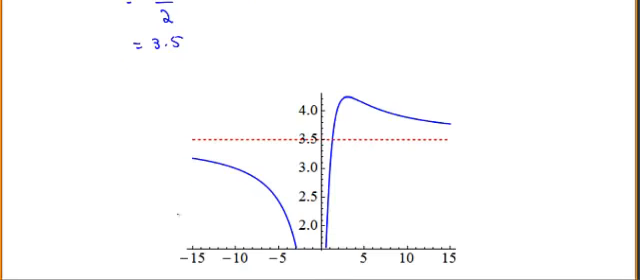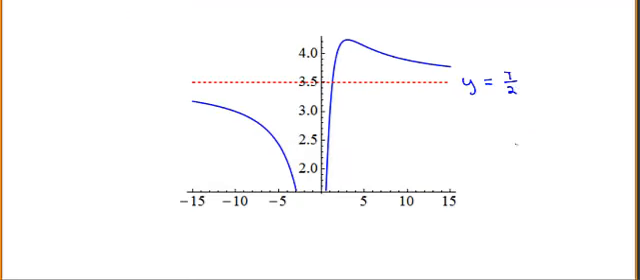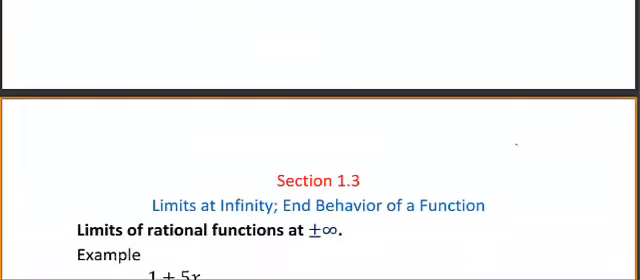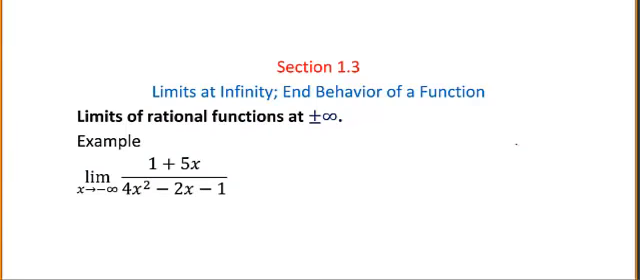And here again is the graph of this function. Notice at the endpoints we have the function approaching 3.5 or 7 halves, as we approach negative infinity or positive infinity, by the way. So we have y equals 7 halves as a horizontal asymptote for this function. Okay. Let's take a look at this one.